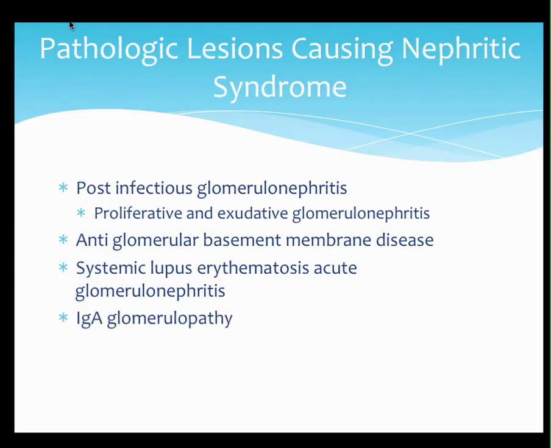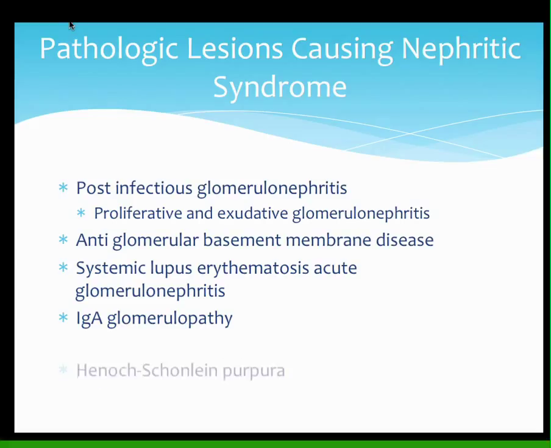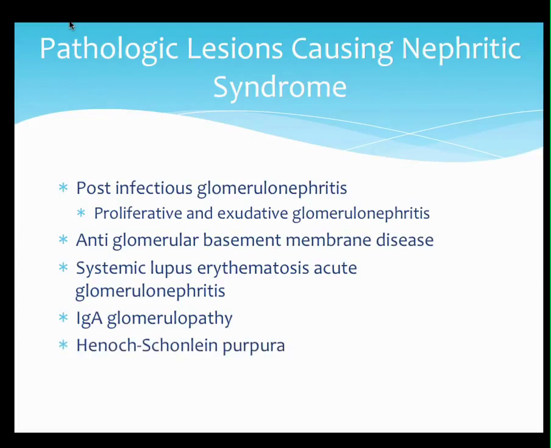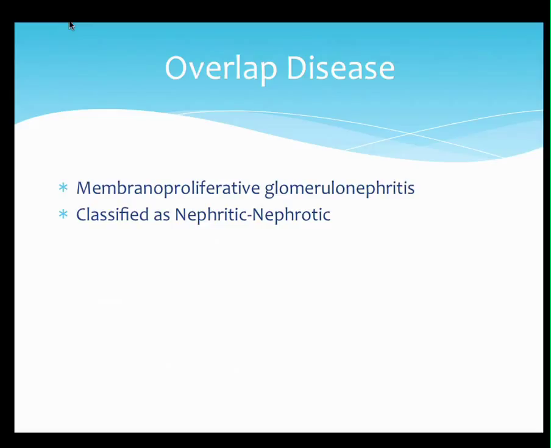IgA glomerulopathy is the most common glomerular disease in the world and generally is associated with nephritic syndrome. A very closely associated disease process, Henoch-Schönlein purpura, also has IgA deposited in the glomeruli and is often associated with nephritic syndrome. And then finally, there are disease processes that produce a vasculitis that in turn results in glomerular changes and results in nephritic syndrome. Many of these are associated with anti-neutrophil cytoplasmic antibodies.